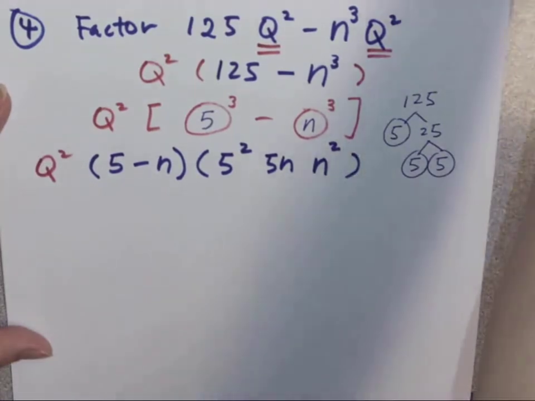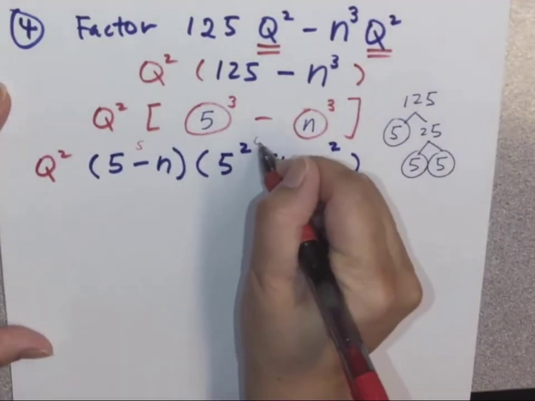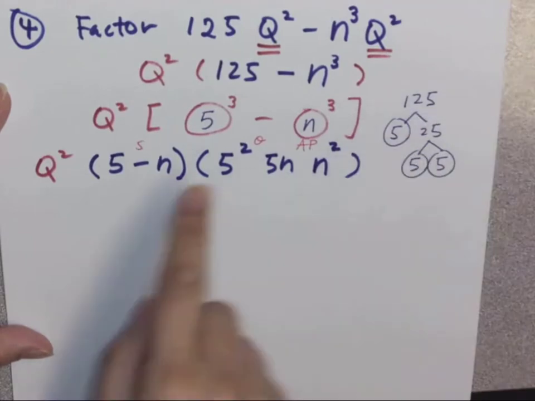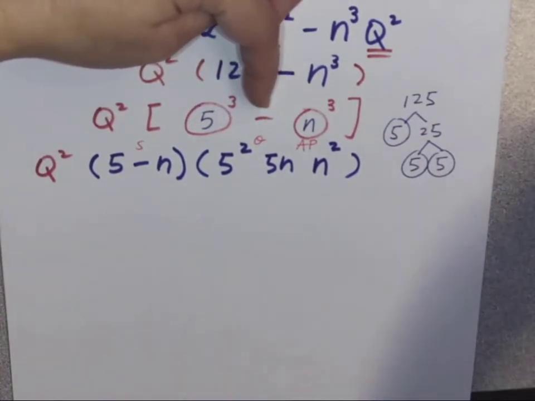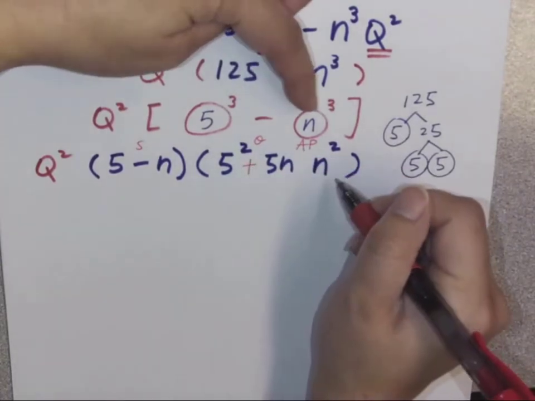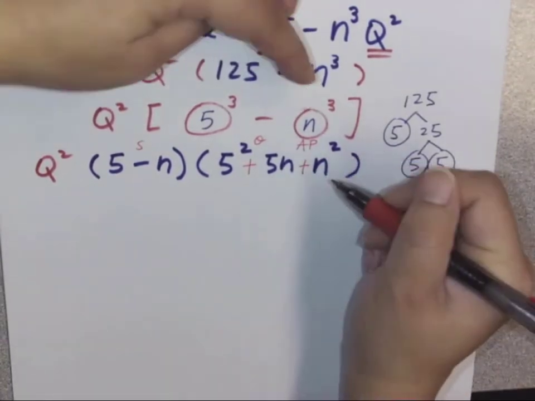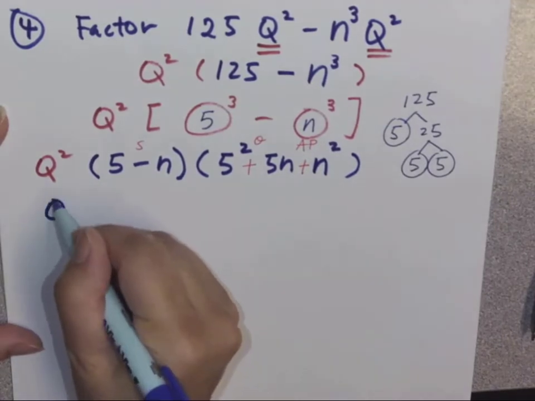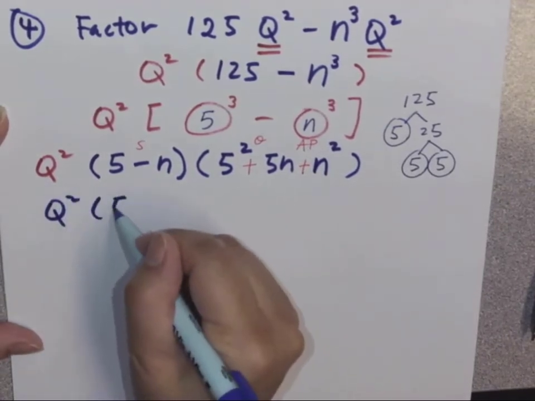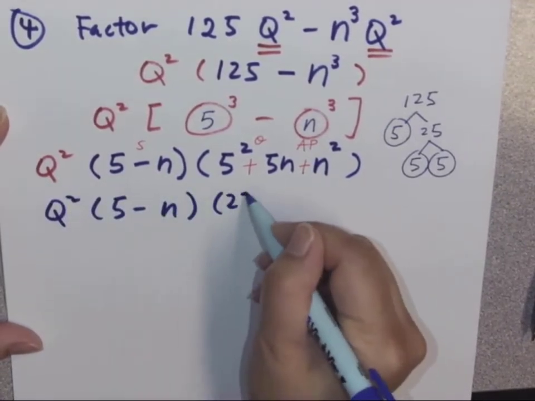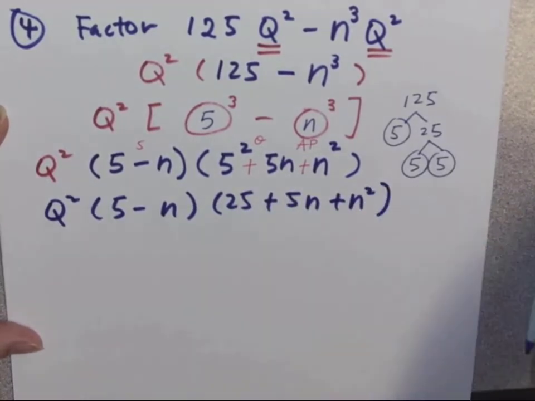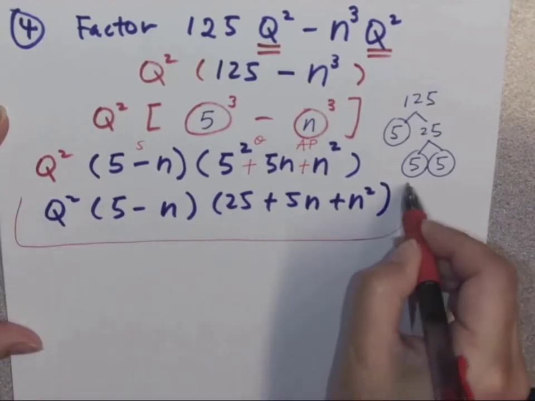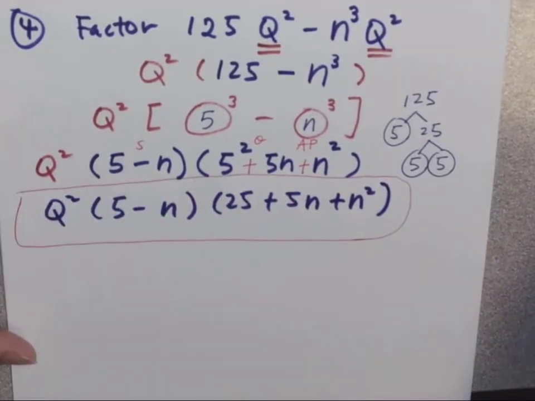And like you say, the sign is going to be SOAP, SOAP, right? So same as the question, then opposite as the question, and the last one is always positive. So the only thing else we need to do is change the 5 squared to 25. So 25 plus 5n plus n squared. Are we okay? So this one is a little bit more complex. It may require a little bit of practice. Questions?